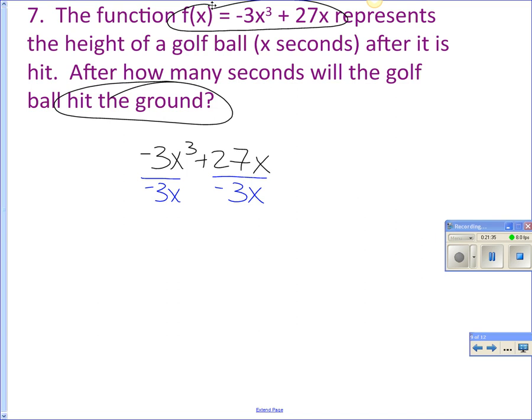All right, I'm going to let you finish this one on your own, and then you'll have an OYO 2.